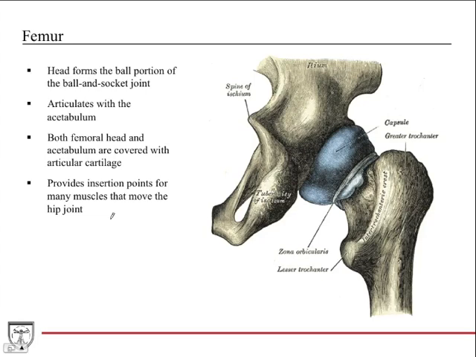The femur, again, like we've said, the head forms the ball of this ball and socket joint, articulates with the acetabulum. Both the femoral head and the acetabulum are covered with articular cartilage, and the femur also provides insertion points for many of the muscles that move the hip joint.